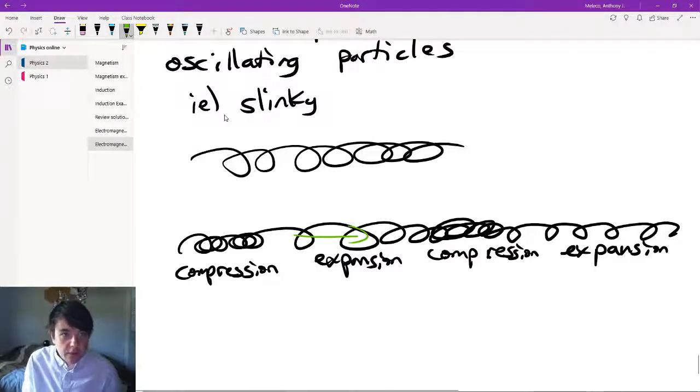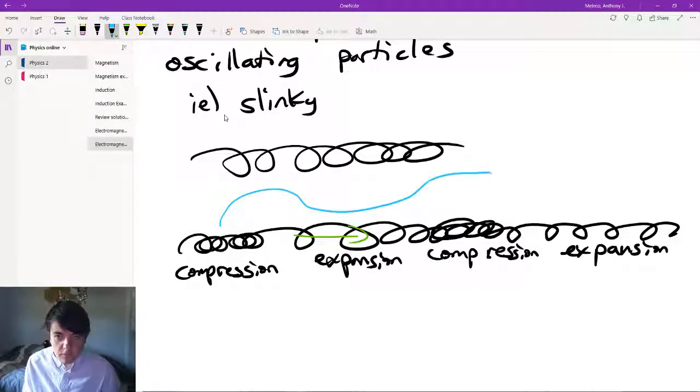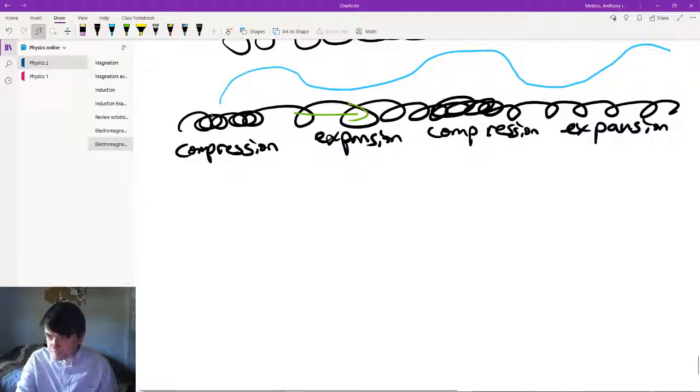And of course, if you were to plot this wave right here, it would look like this. So that's kind of how that goes. So far we've discussed a few things.